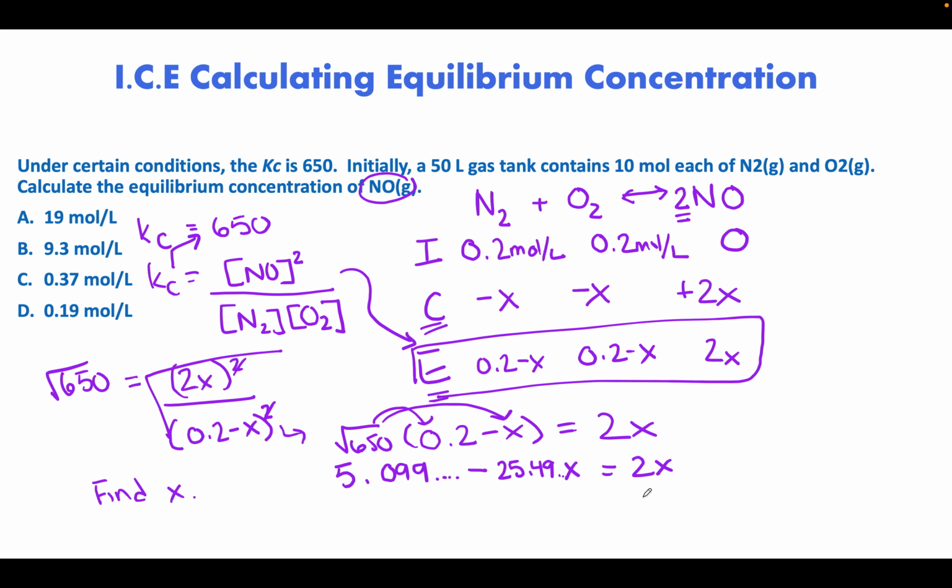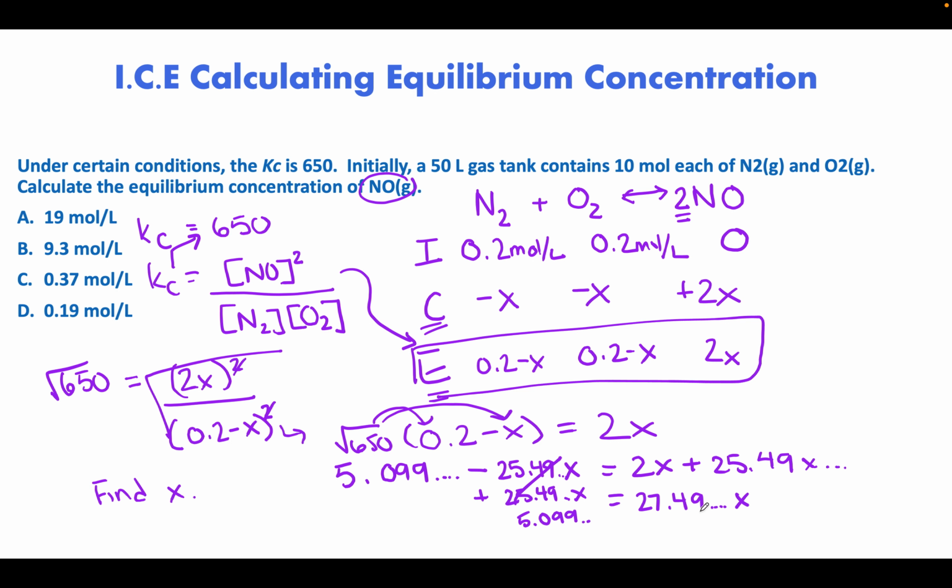So let's collect our x's on one side. So let's add that 25.49x to both sides. And we'll simplify this again. So we just want to add that together. So 2x plus 25.49x will give us 27.49, and that decimal will still be there, x, and all of that will equal, because that will go away, this value here, which is getting squished, 5.099, and that value is still in my calculator.